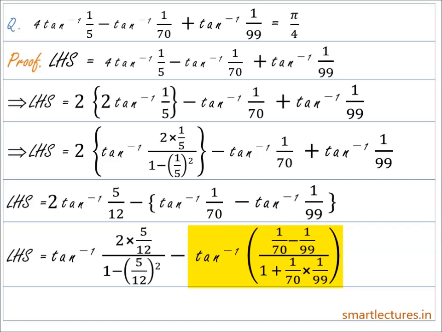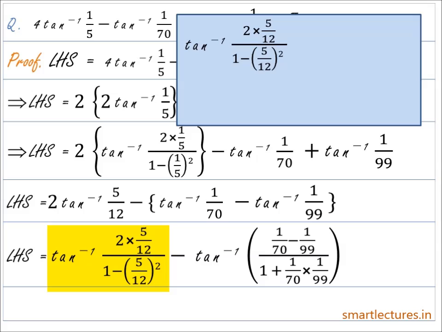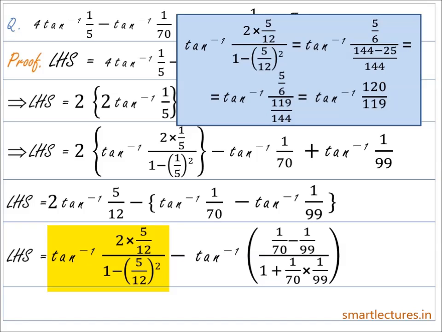After further simplification, tan inverse 2 into 5 upon 12 upon 1 minus 5 upon 12 whole squared is equal to tan inverse 5 upon 6 divided by 144 minus 25 upon 144, and which is equal to tan inverse 5 upon 6 divided by 119 divided by 144, and which is equal to tan inverse 120 upon 119.